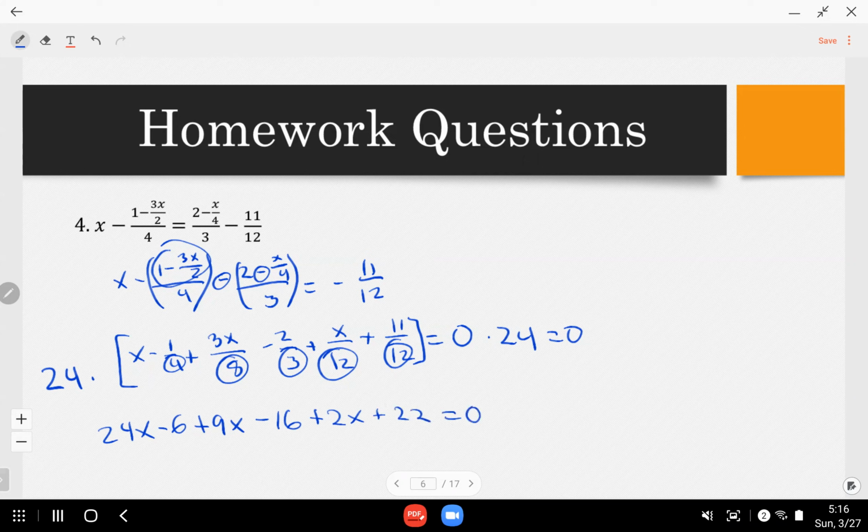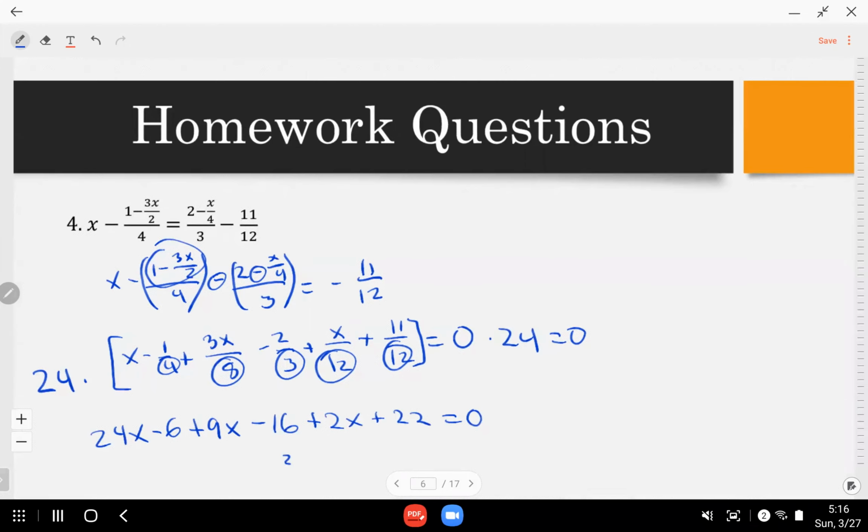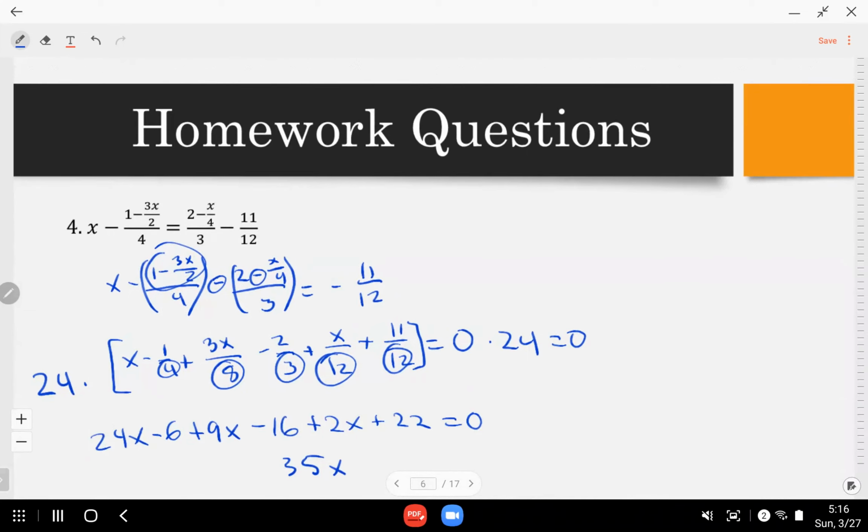Then you combine like terms. It's quite easy to combine like terms. So then we get 35x, right? And then what is this? Minus.